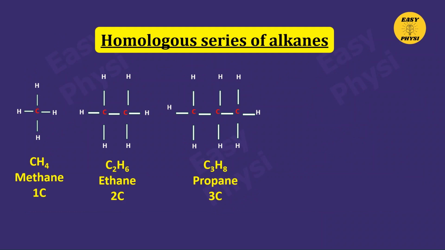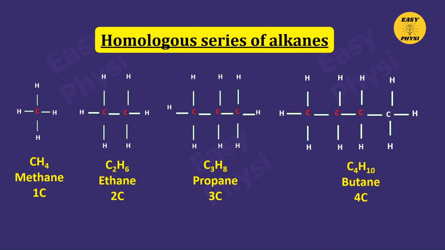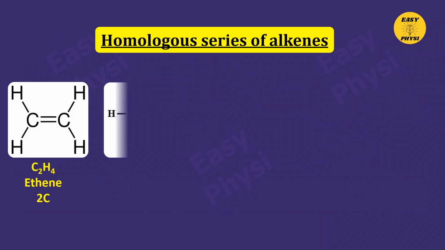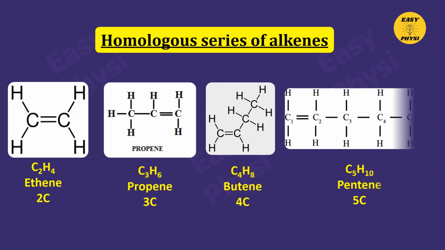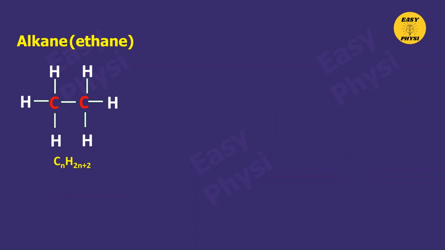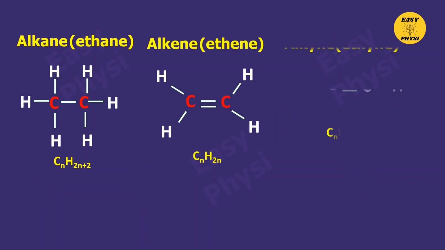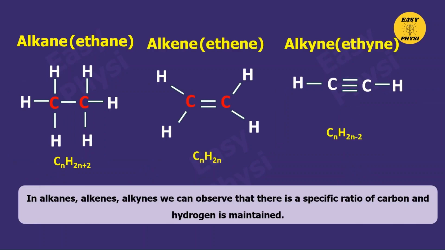Homologous series of alkanes: methane, ethane, propane, butane. The difference between each of these compounds is the difference in the number of units of CH2. Homologous series of alkenes: ethene, propene, butene, pentene. In alkane, alkene, alkyne, we can observe that there is a specific ratio of carbon and hydrogen is maintained.